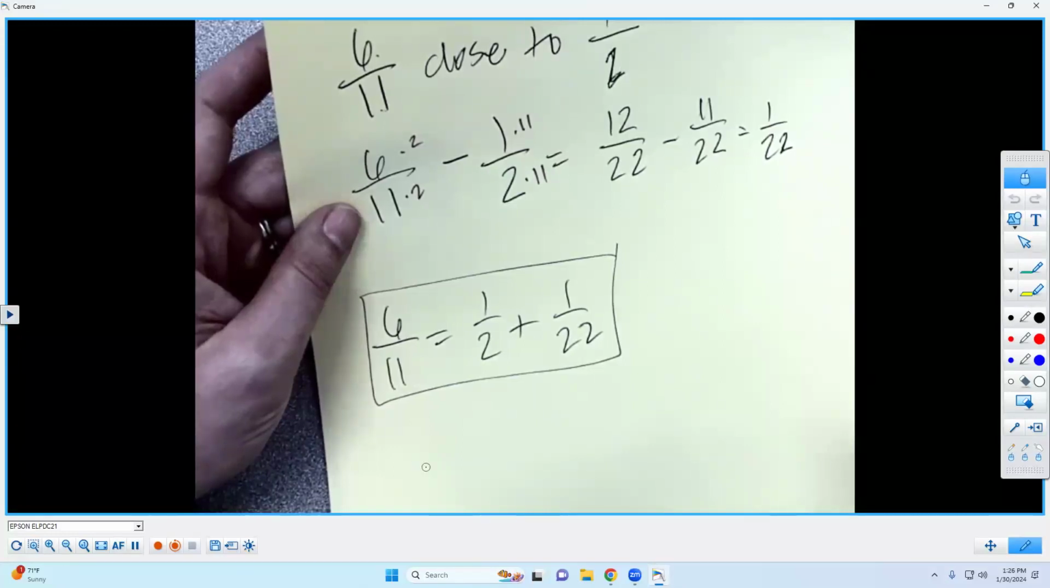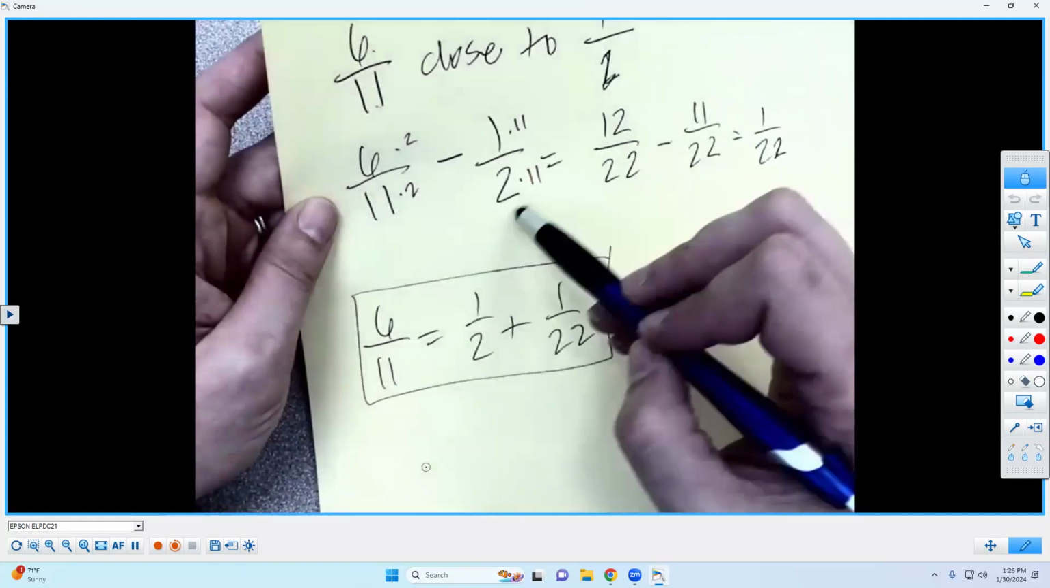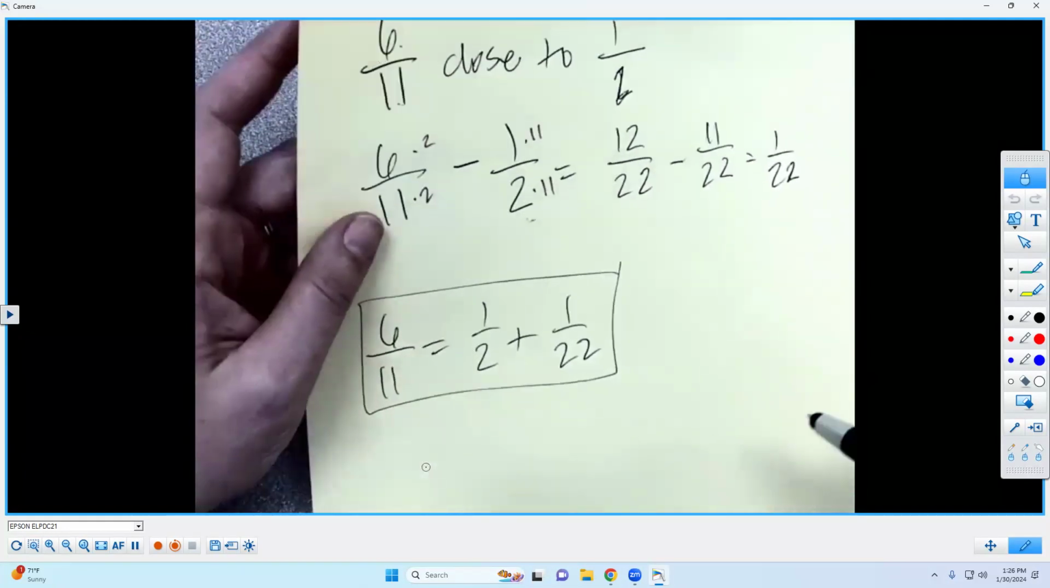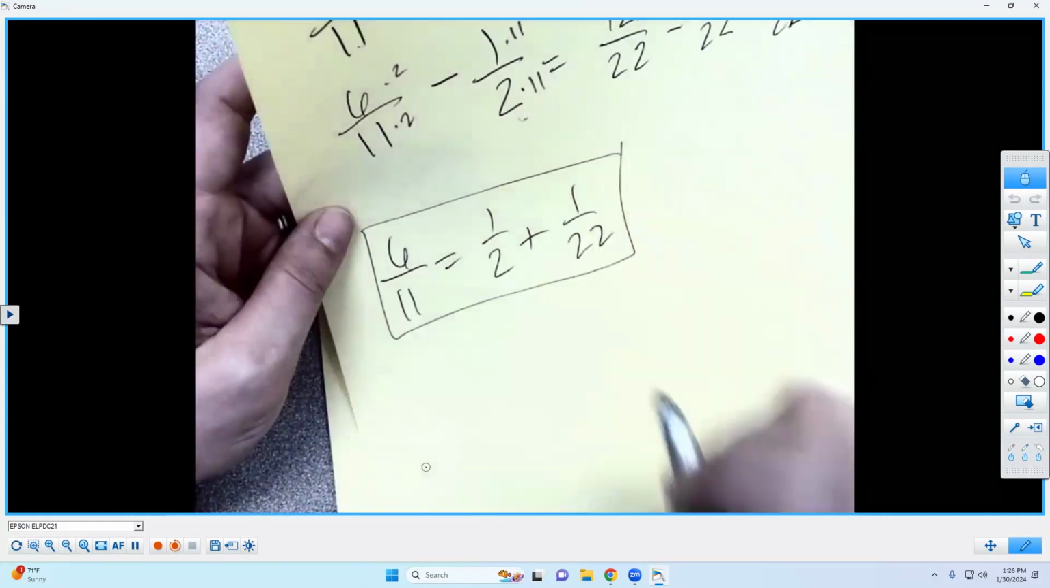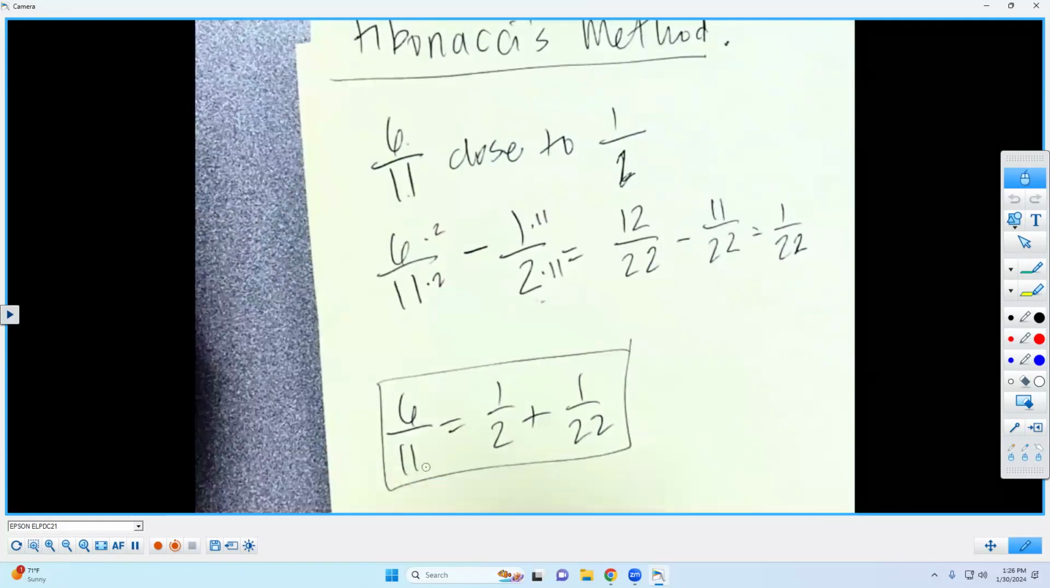That makes sense? Okay, so the hard part is, what do you subtract here? That's the tricky part. So let me show you how to do that. So 3/17. Let me show you how to do it with this one first.